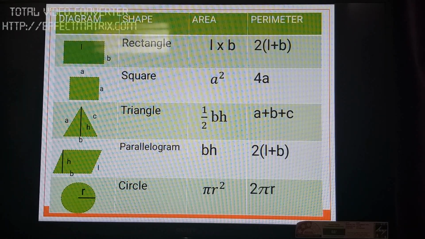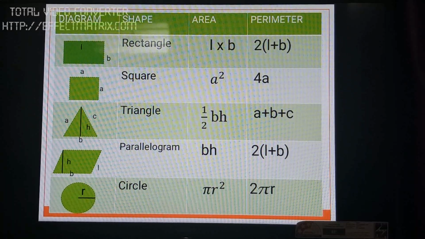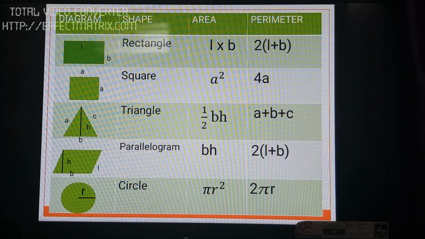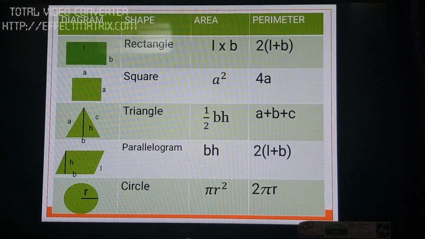Here it is a plus b plus c, and then comes the parallelogram. A parallelogram is a quadrilateral whose opposite sides are parallel, and its area is the product of its base and height. Height is the altitude on b, and its perimeter is again the sum of all its sides, that is twice into length plus breadth. And the area of a circle is pi r square, where r is the radius, and its perimeter is 2 pi r.